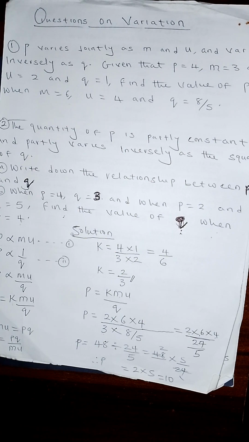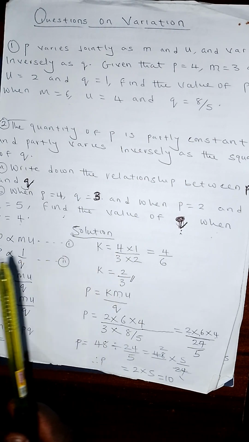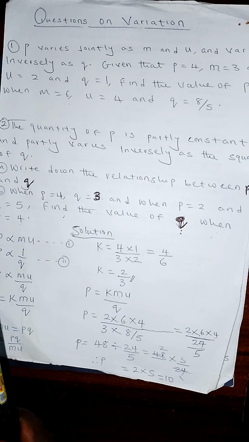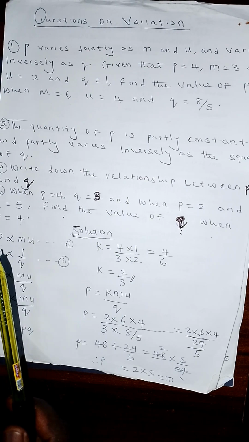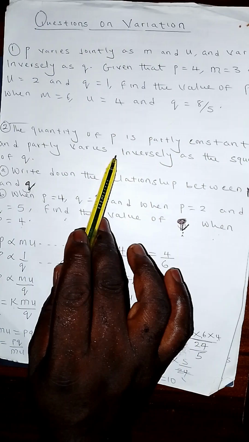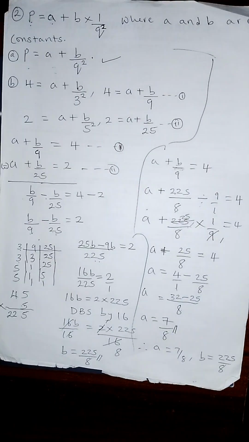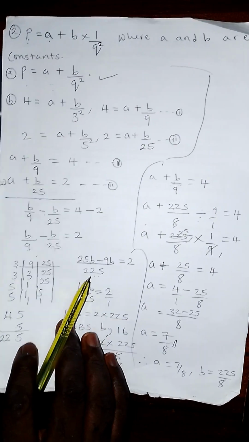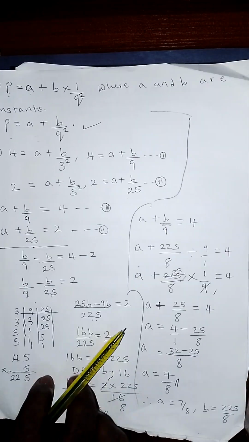So I'm going to explain number 2, which is a partial variation. Now, the quantity of P is partly constant and partly varies inversely as a square of Q. The quantity of P is partly constant. I took time to explain this last night and I solved it. The number 1 audio was fine, but the number 2 audio didn't even come out at all because my mic was off. So I will explain it now for you to get very carefully. The quantity of P is partly constant. How do you explain that? To explain that is what we have here is partly constant.